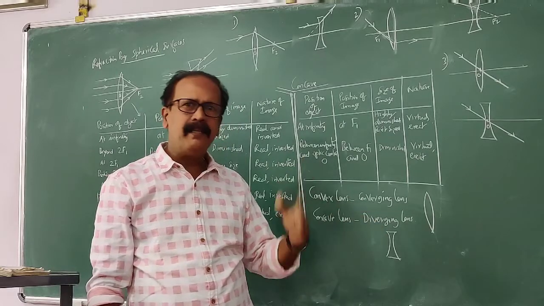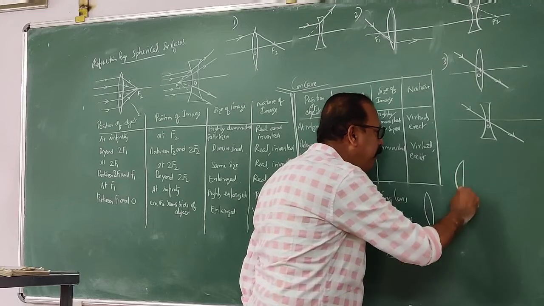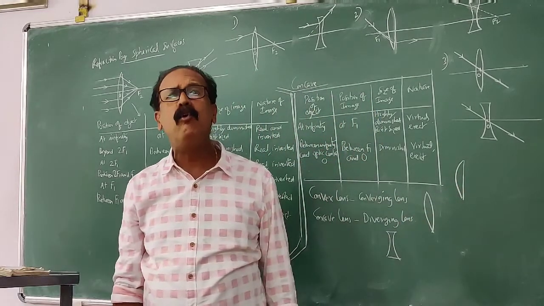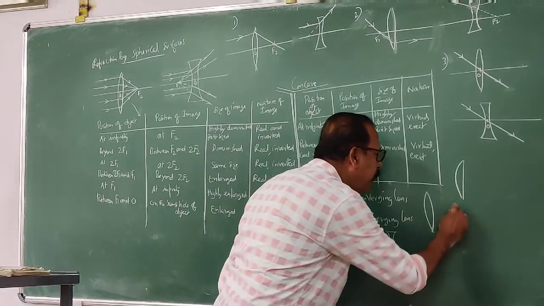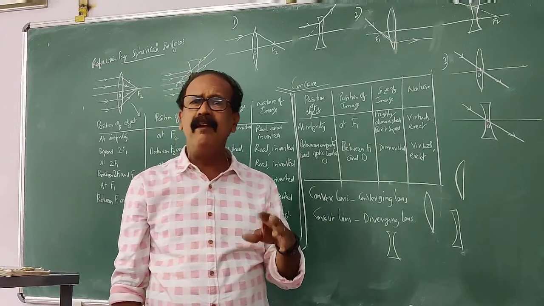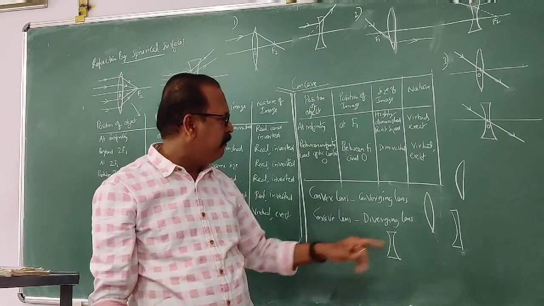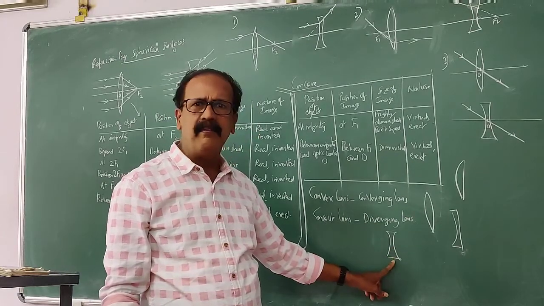Now, there are so many other lenses. A convex lens together with a plane surface is called a plano-convex lens. A concave lens with one surface plane is called a plano-concave lens. There are so many types of lens, so we concentrate on the convex lens and the concave lens.